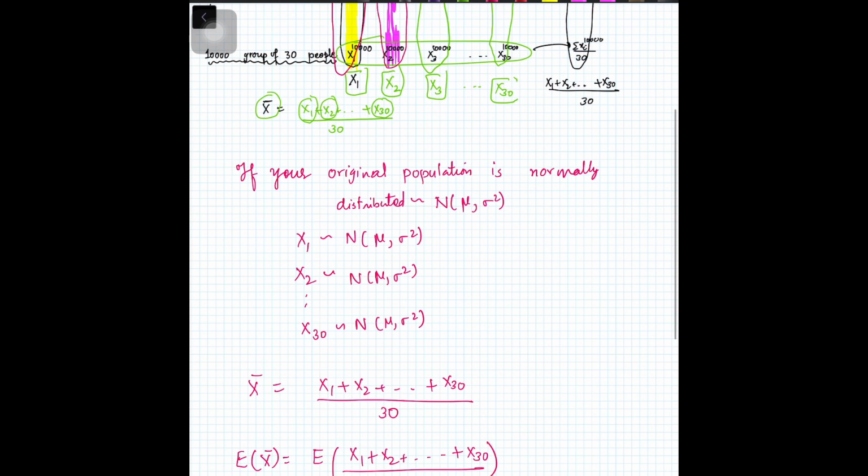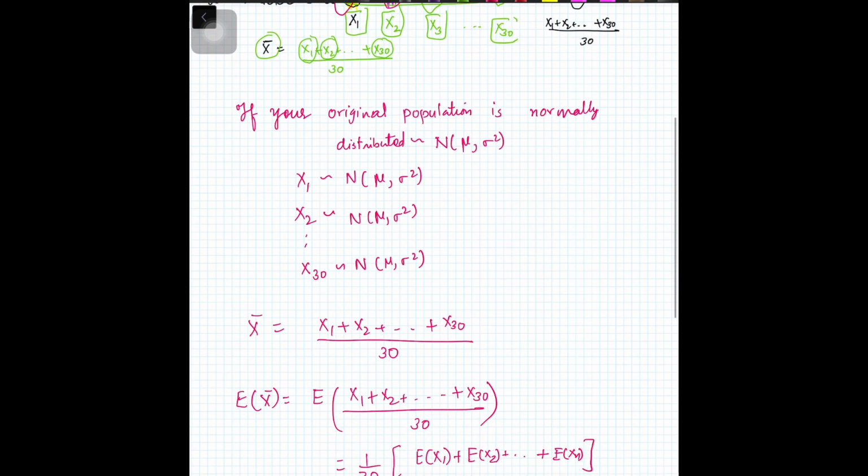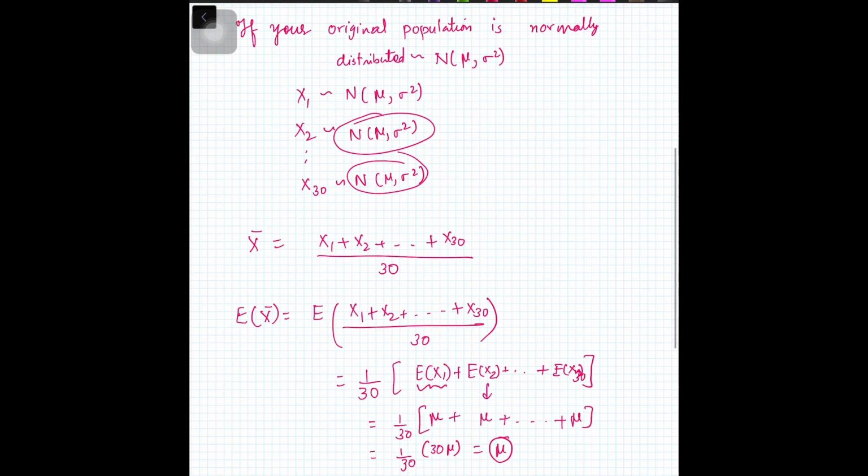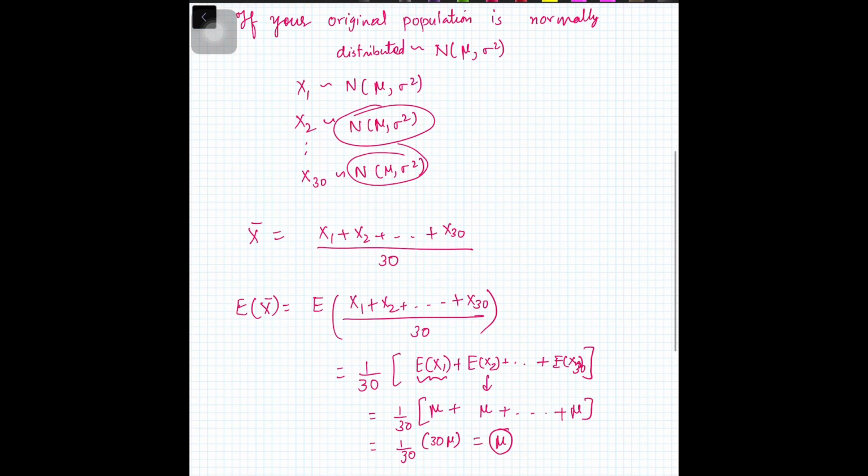So you use your results of expectations. So 1 by 30 constant will come out. So you have expectation of x1 plus expectation of x2 plus so on expectation of xn. What is expectation of x1? That is mu, not mu square. And what is the expectation of x2? That is mu, because I told you here. And so on, mu. How many times? 30 times. This is 30, right? 1 by 30. So that would be 1 by 30 into 30 times mu. That would be mu, right? So expectation of x bar is going to be mu.